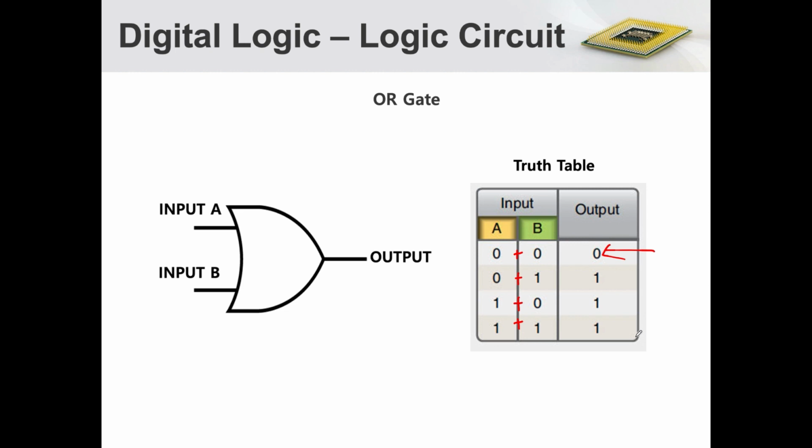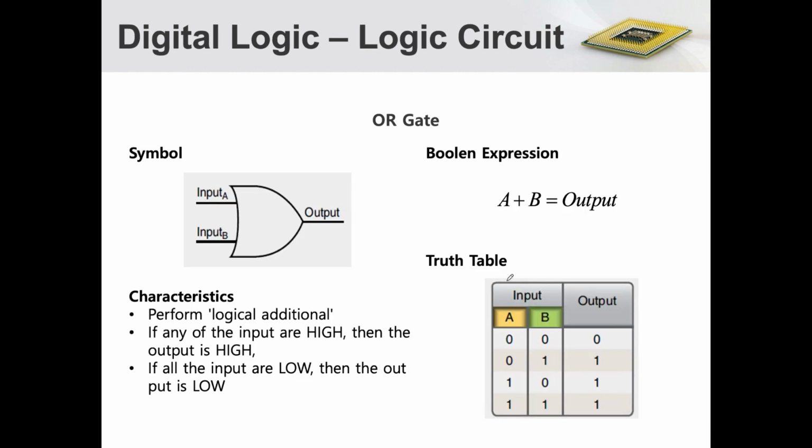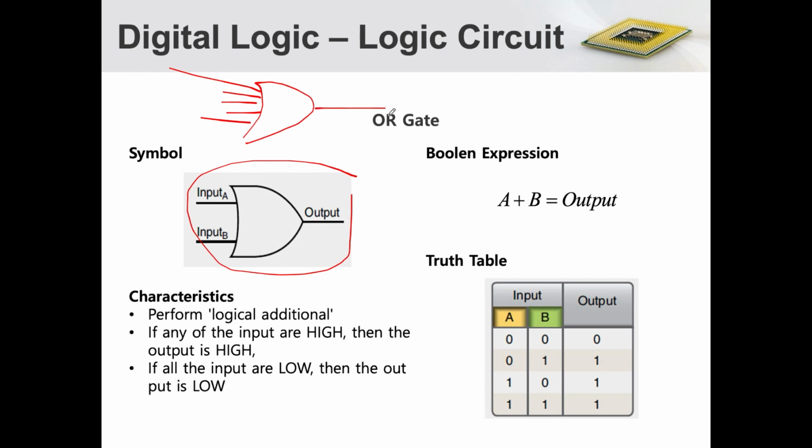So I summarize it like this. This is the symbol, and as I mentioned with the AND gate, you can also have multiple inputs and one output. It is still an OR gate as long as the symbol is correct. It looks like a moon.